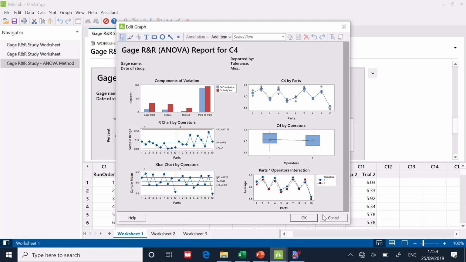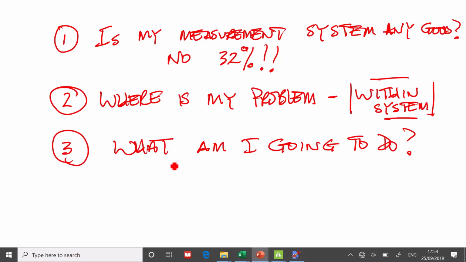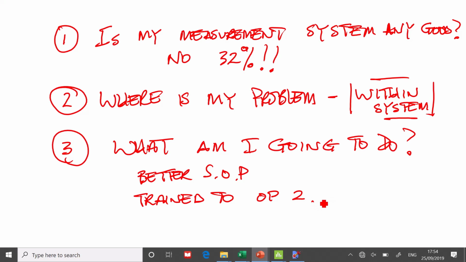So that would be the end of the question. What am I going to do? We're going to have a better SOP, trained to operator 2 probably with the help of operator 1. And there's the 3 questions answered using Minitab. Is my measurement system any good? Where is my problem, within or between? And what am I going to do about it?